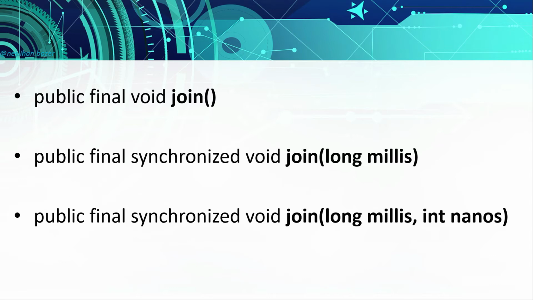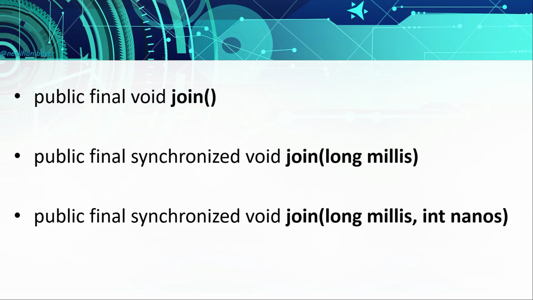Join with long millis. The join method with milliseconds will keep waiting if the reference thread is blocked or taking too long to process. It will put the current thread on wait until the thread on which it is called is dead, or wait for the specified time of defined milliseconds.